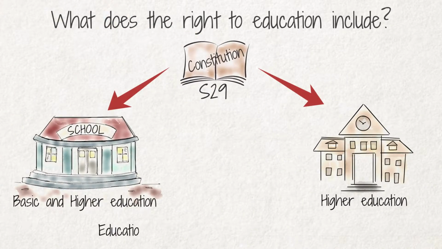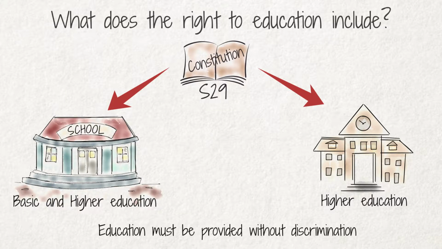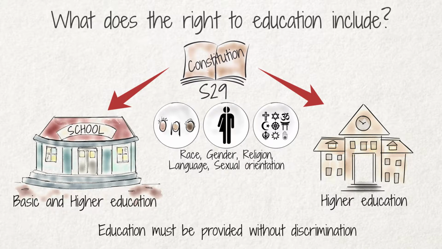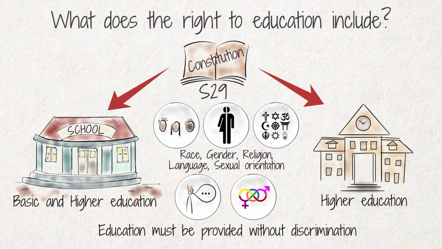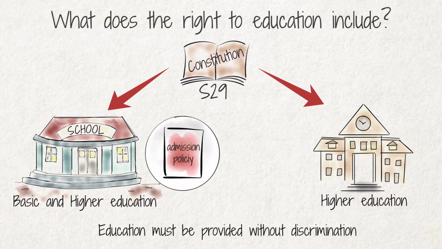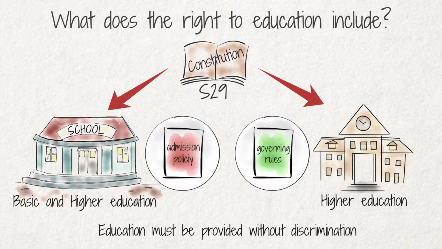Education must be provided without discrimination based on race, gender, religion, language, sexual orientation, or other protected identities. Educational institutions may not discriminate in admitting students or in drafting and applying government rules.